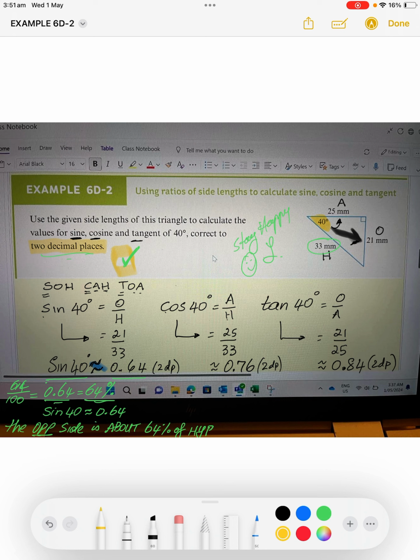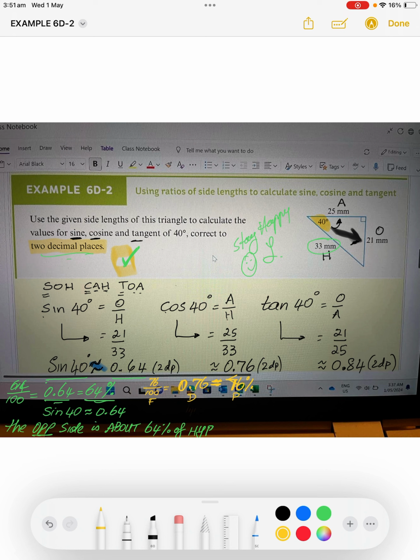Let's try, what does cos of 40 mean? Well, 0.76 is exactly 0.76, means 76%. So 76 over 100, 0.76, that's as a fraction, that's as a decimal, that's as a percent.